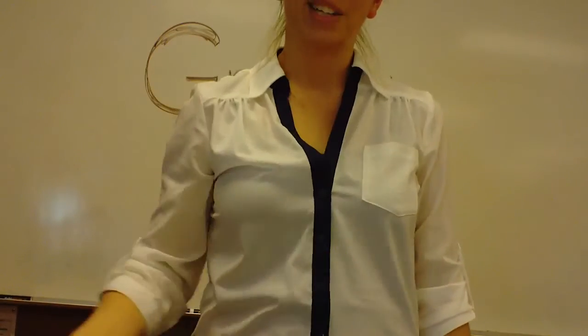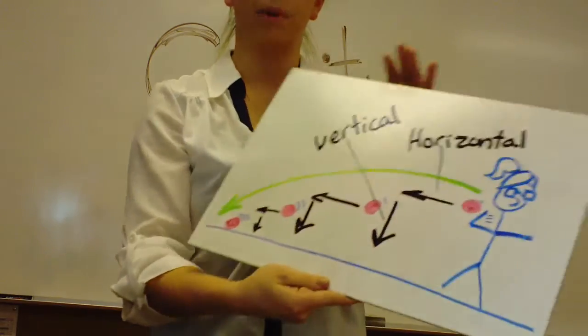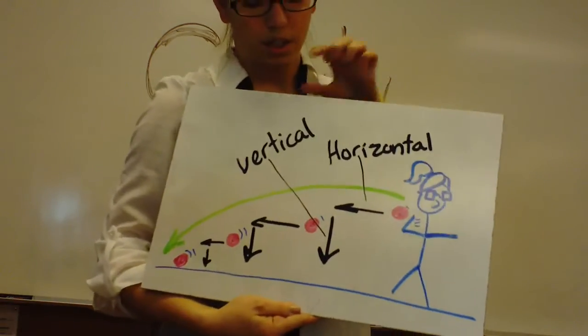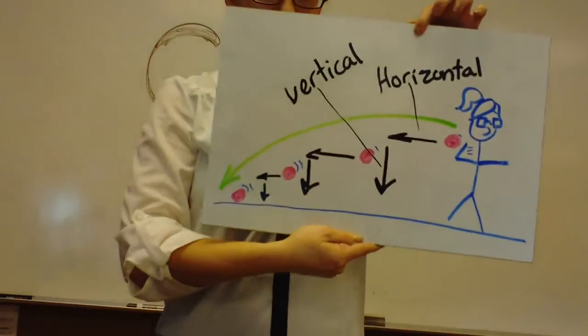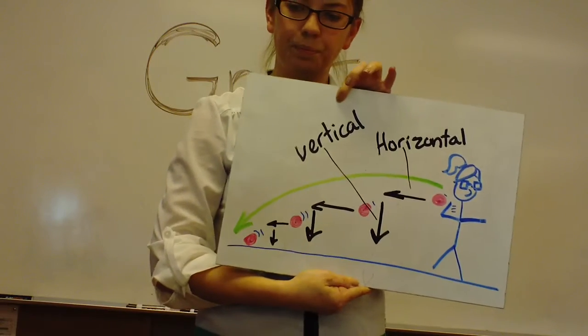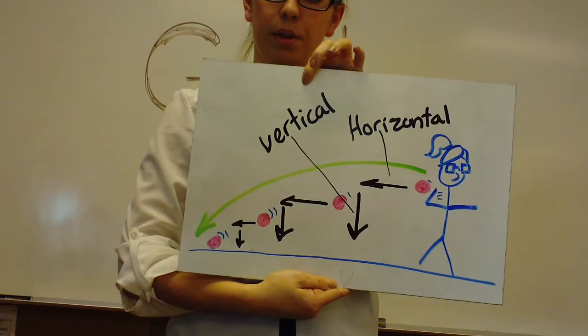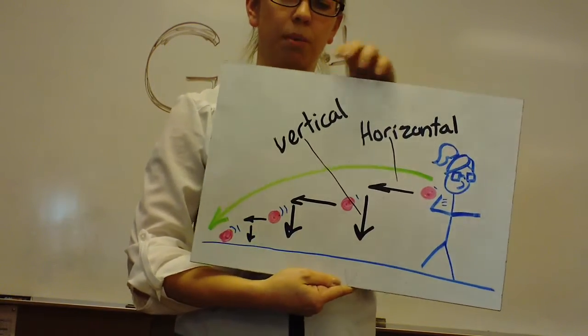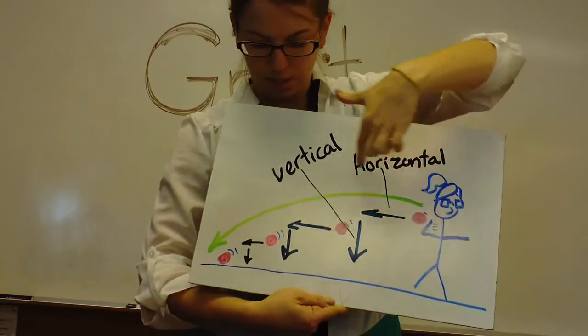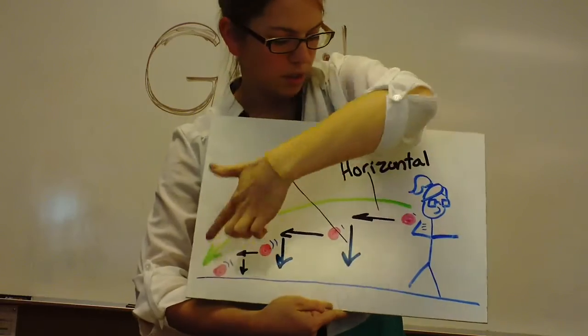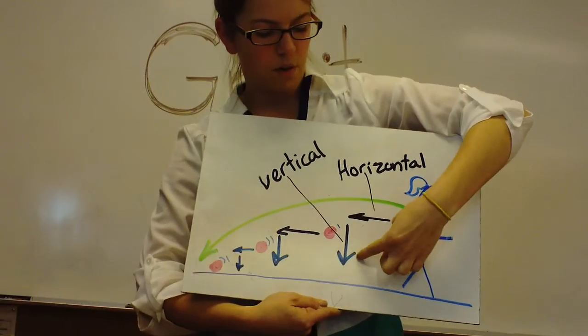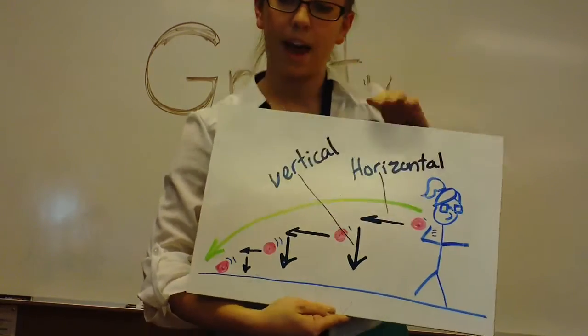Well, it has two components, and I'll show you a picture so you can see the two components. It has horizontal and vertical. So when the two motions are combined, it has this nice curved path. You can see that in the green. So when horizontal and vertical are combined, we get this curved path.